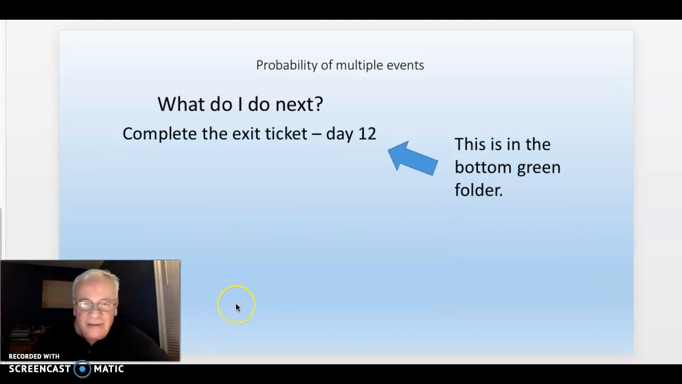All right, guys, just do that exit ticket. I'm assuming that you've already done the vocabulary assessment. If you haven't, go ahead and do it. Again, it's in the bottom green folder. You should be in this folder right now watching this video.